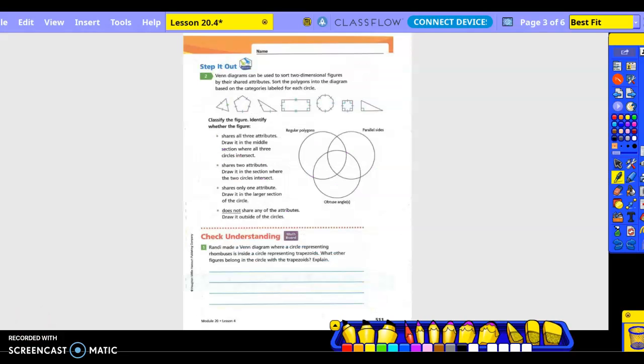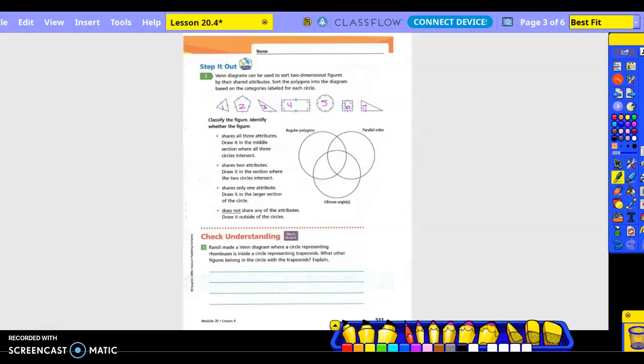Step it out. Number 2, Venn diagrams can be used to sort two-dimensional figures by their shared attributes. Sort the polygons into the diagram based on the categories labeled for each circle. So once again, we're going to number these because I'm not going to make you guys redraw. 1, 2, 3, 4, 5, 6, 7. Okay? Classify the figures. Identify whether the figure shares all 3 attributes. Draw it in the middle section where all 3 circles intersect.